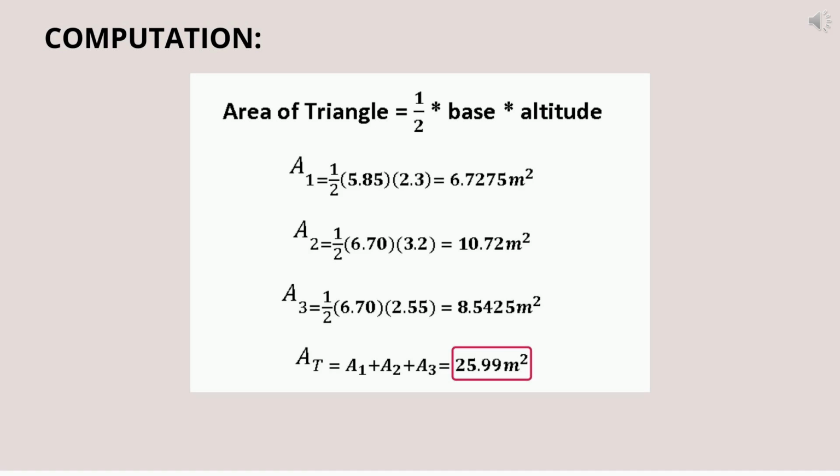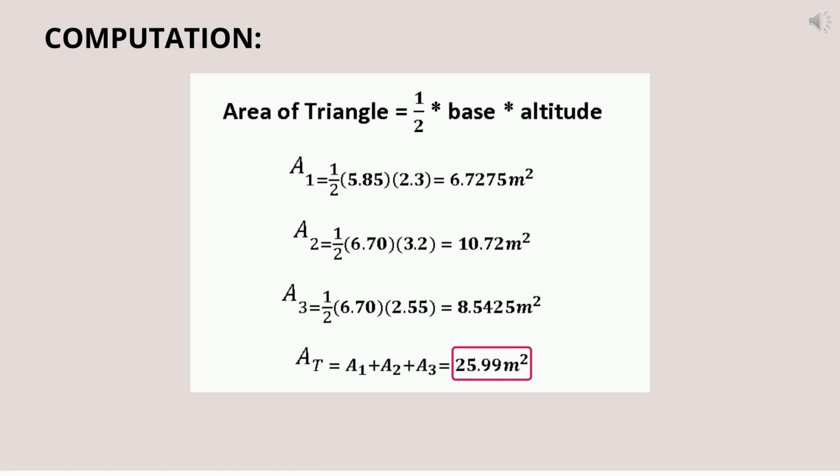So for this polygon, A1 has an altitude of 2.3 meters and a base of 5.85 meters. So for A2, we have an altitude of 3.2 meters and a base of 6.70 meters. For A3, we have an altitude of 2.55 meters and 6.70 meters as the base.